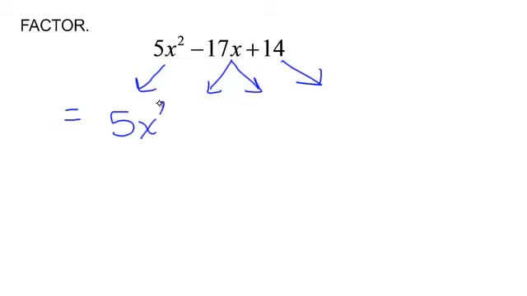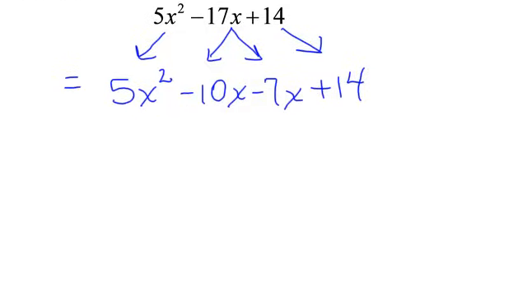I will have 5x squared. You told me to use negative 10 and negative 7. It does not matter in which order you put them. But it's negative 17x, so I'll put negative 10x minus 7x, and bring down the positive 14. I have 4 terms. And when you have 4 terms, you think grouping, which means lots of GCFs. What's the GCF of just the first 2? It will be 5x. Bring out your 5x, and that will leave me x minus 2.